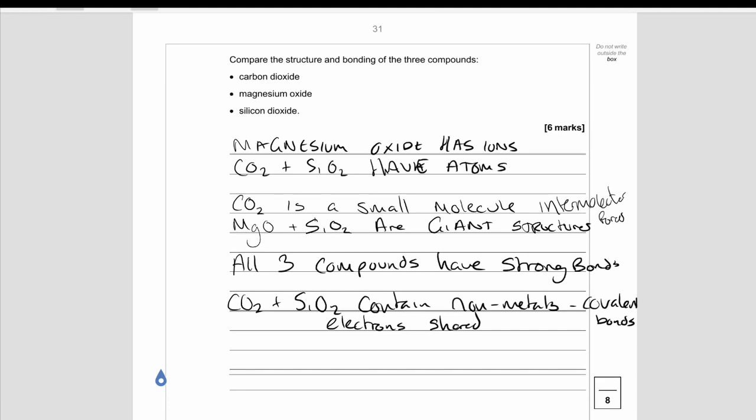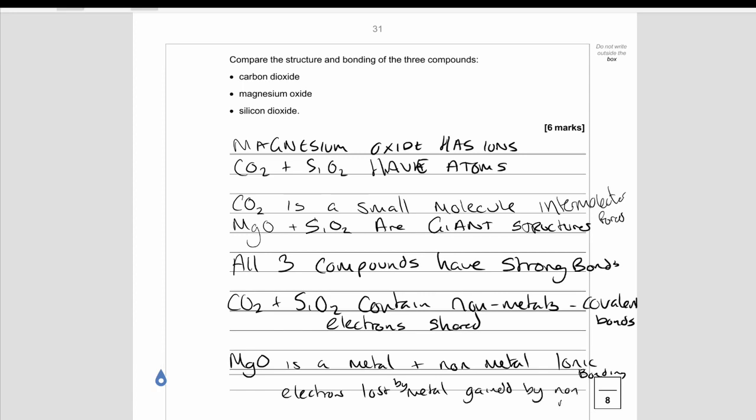We can also mention here the bonding in magnesium oxide. So our magnesium oxide is a metal and non-metal. And that means that we're going to have ionic bonding. We're going to have electrons being lost by our metal and gained by a non-metal.